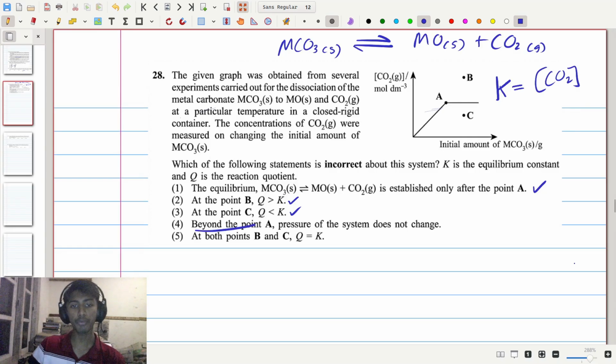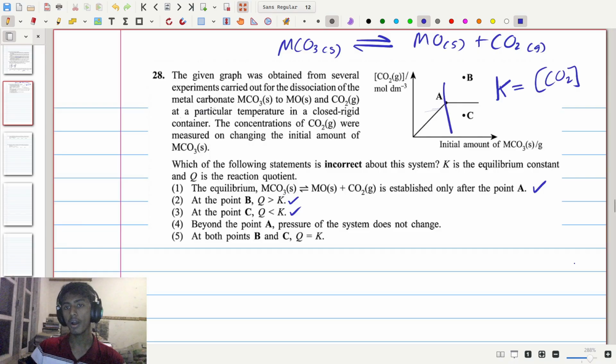Now moving on to number 4, it says beyond the point A, the pressure of the system does not change. Now since we have constant concentration here of CO2 and also we have the same volume and same temperature, we can conclude based on the ideal gas law that the concentration of CO2 remaining constant will ensure that the pressure will also remain constant.